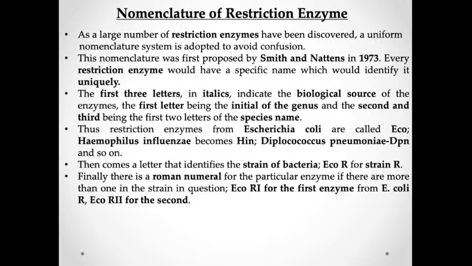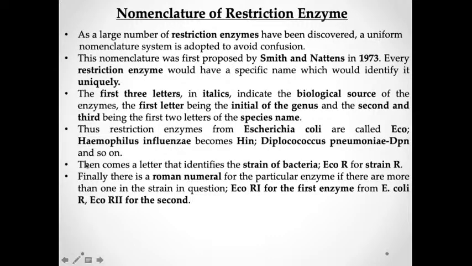The first letter will be the initial of the genus, and the second and third letters will be from the species name. If it is Escherichia coli, the first capital letter will be E, and the rest from the species, the two letters CO. If it is Haemophilus influenzae, then H from Haemophilus, and then influenzae IN. If it is Diplococcus pneumoniae, then DPN, and so on.